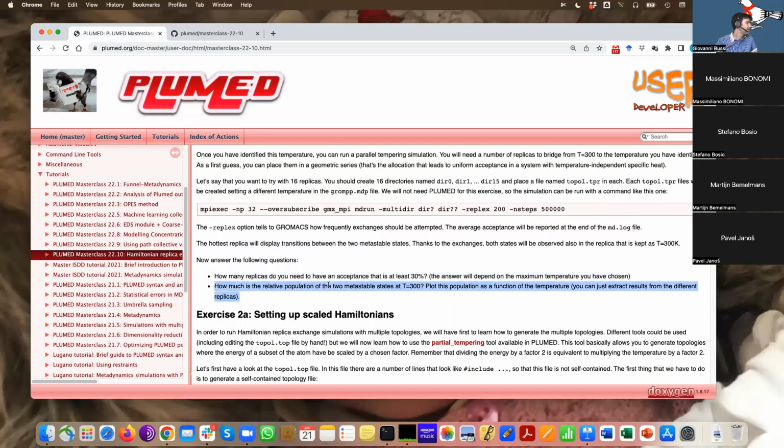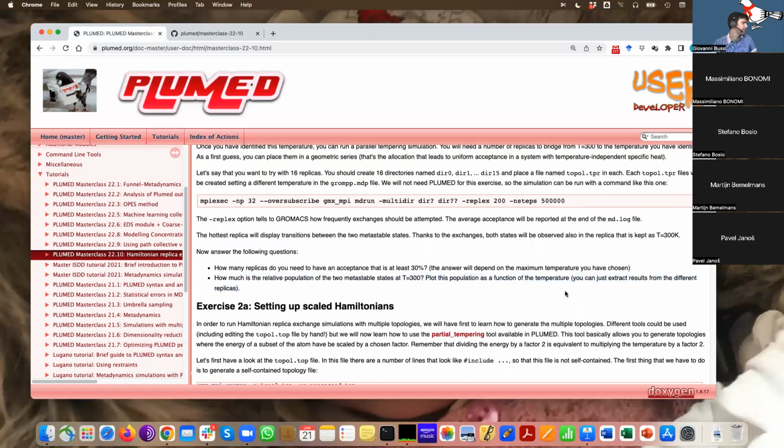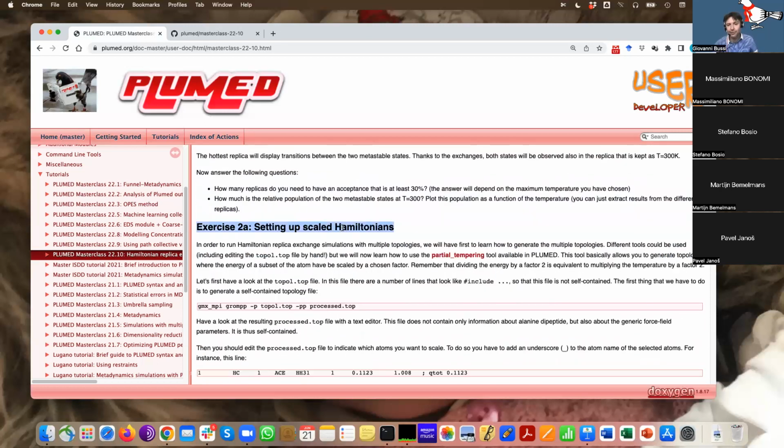And also, if you chose correctly your highest temperature, you will see transitions to the other state also in the lowest temperature replica. So you should be able to compute the population of both states as a function of temperature. Okay, and now comes the solute tempering part.